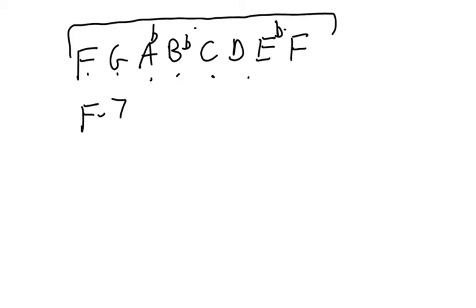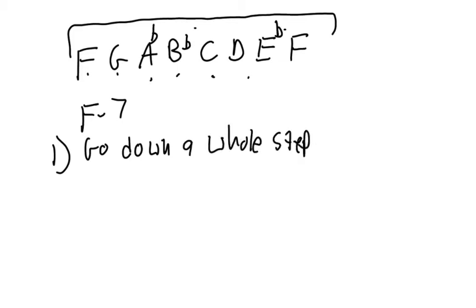Now the second way to form Dorian, so that's way number 1. So way number 1 is go down a whole step, use that key. Go down a whole step and use that key.